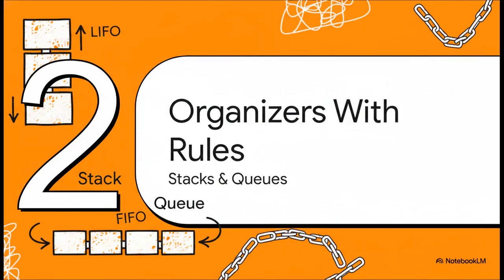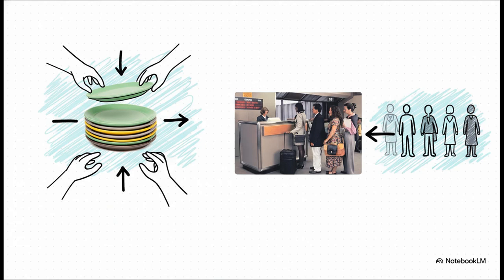All right, now that we've got our basic tools, let's look at some specialized organizers. Stacks and queues are a lot like arrays or linked lists, but they come with very specific, very important rules about how you can get the data in and out. Before we even touch the technical terms, just look at these two images. They tell you everything you need to know.